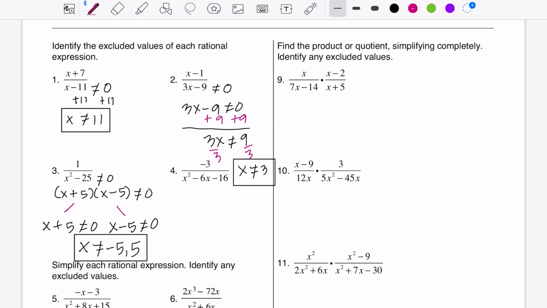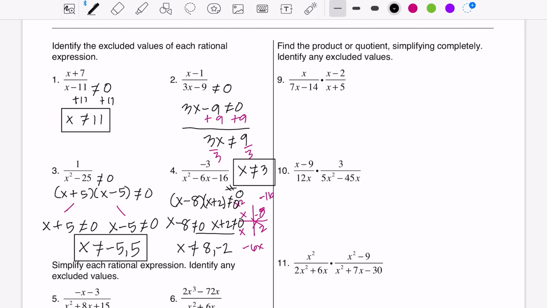And then for this one, again, the denominator cannot equal 0. So I'm going to go ahead and t-chart that so that I can factor first. And -8 and +2 crisscross add to the middle. So we get x cannot equal 8 or -2.